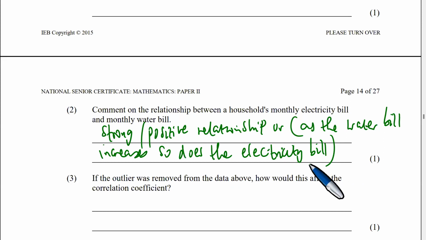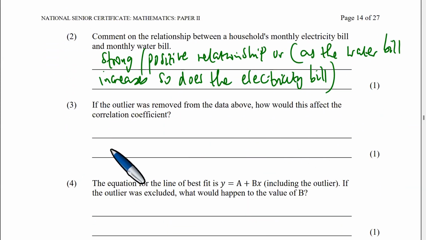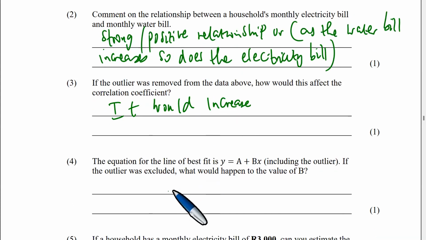Electricity bill, okay. Right, if the outlier was removed from the data above, how would this affect the correlation coefficient? We saw that the correlation coefficient would most certainly increase. The outlier is what would potentially weaken it. So removing an outlier, it would increase in magnitude. So the correlation coefficient would most certainly increase.